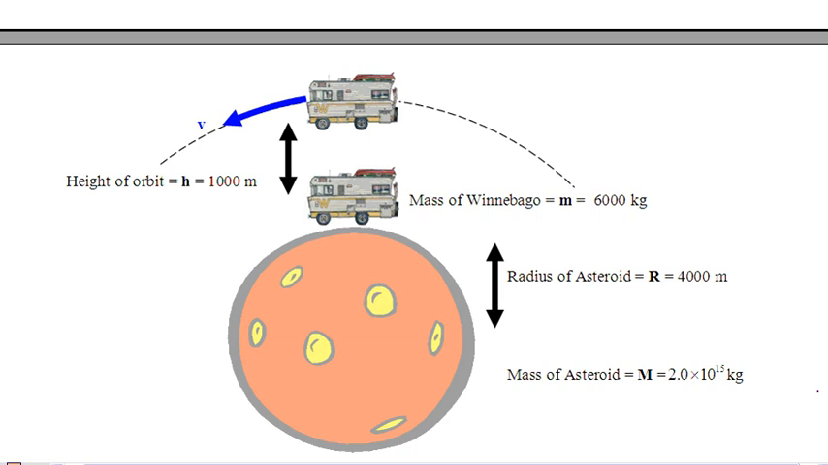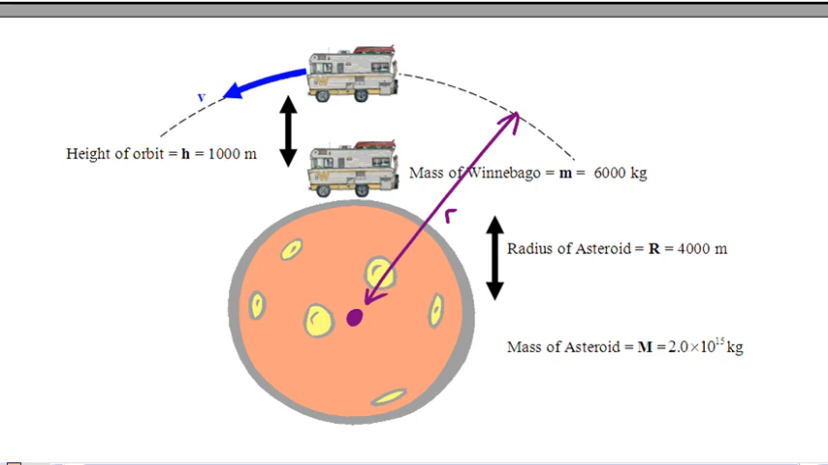So imagine there's this asteroid. It's got a radius of 4,000 meters. And you could have a Winnebago driving around on the surface. Or maybe you've got a Winnebago actually up in orbit in space at a height of 1,000 meters up in the air. When we talk about orbital radius, we're always talking about going to the middle of the circle. That would be the center of the radius. So your orbital radius would be that number, all the way to the middle of the circle.